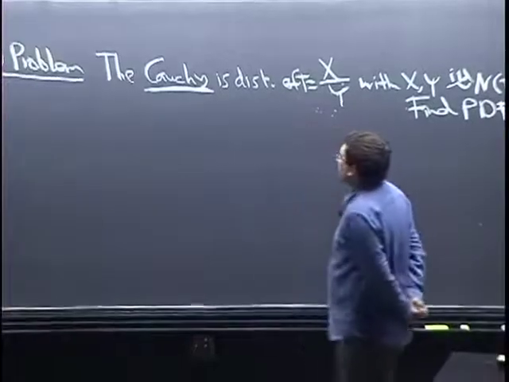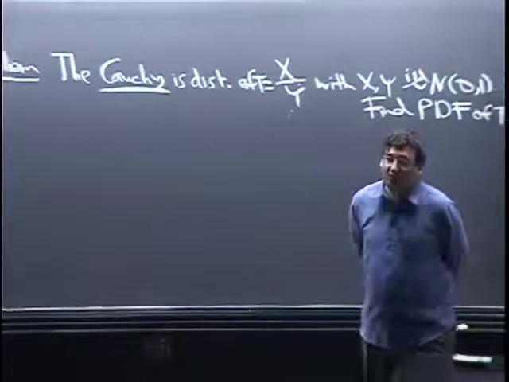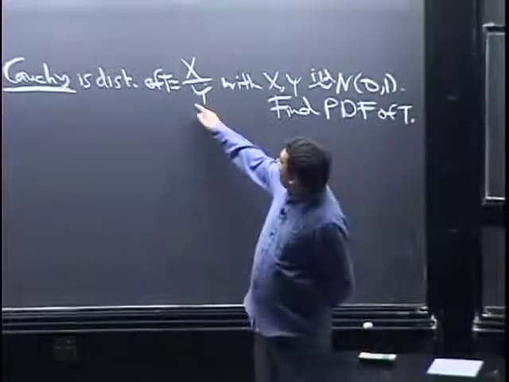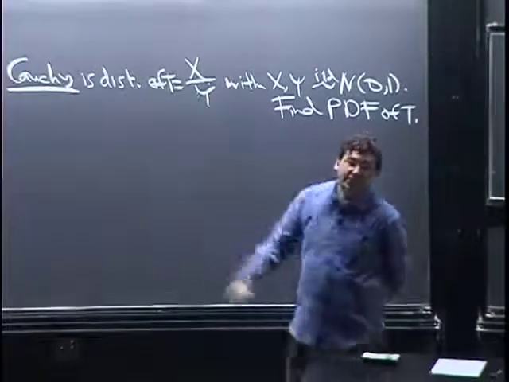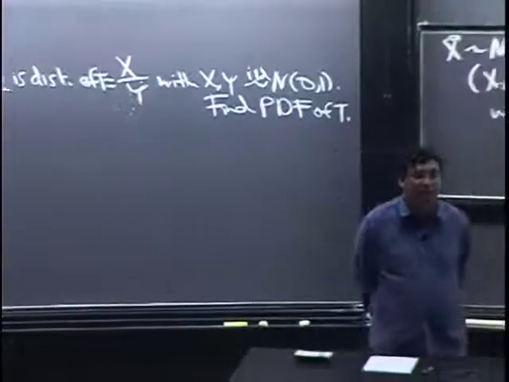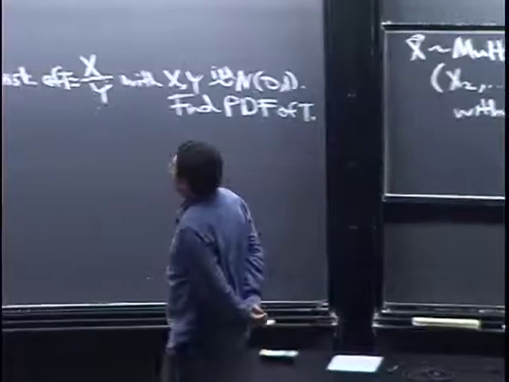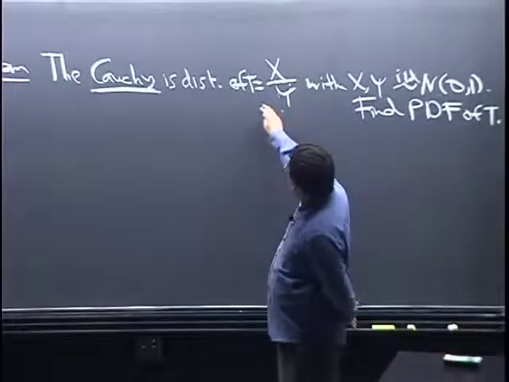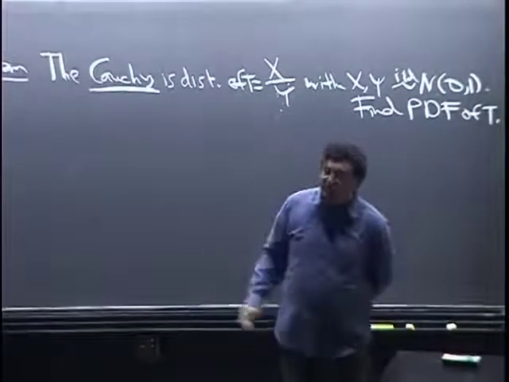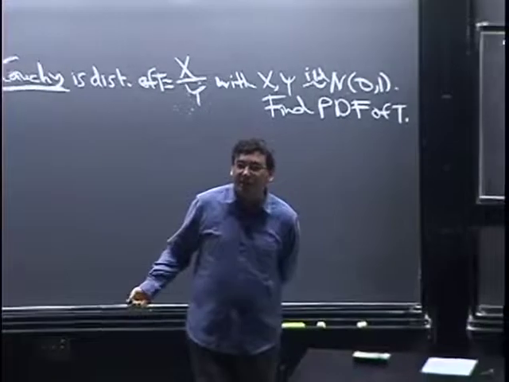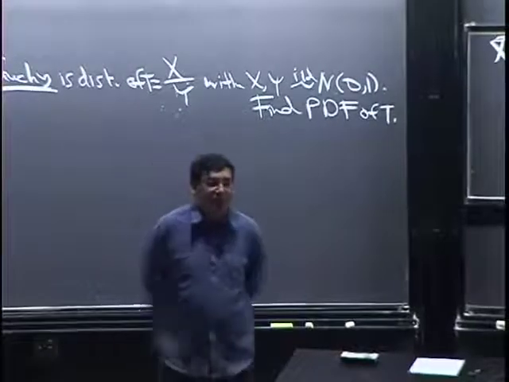One way would be to use the law of total probability and condition on y to make things easier. And that's a perfectly good way to do it. But I think I want to just start by practicing how to directly get the CDF. Let's find the CDF and take the derivative and get the PDF.